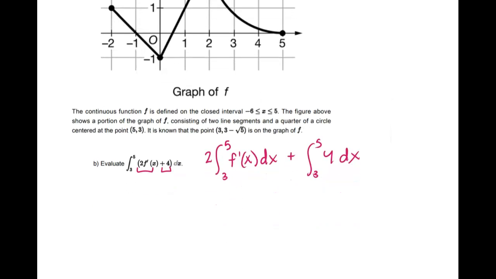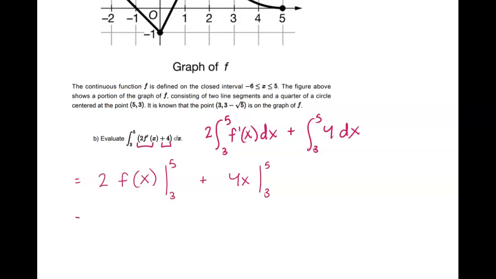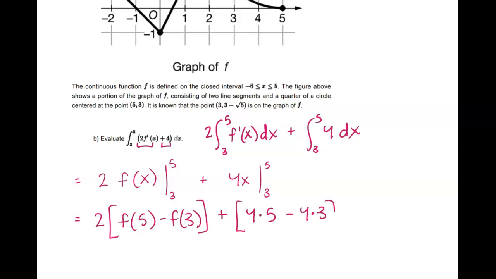Okay, let's solve it a little bit before even looking at the graph. The 2 stays, and the integral of a derivative, well, they cancel each other out, right? So this is just f of x from 3 to 5, plus the integral of 4 is 4x from 3 to 5. So this ends up being 2 times f of 5 minus f of 3, plus 4 times 5 minus 4 times 3.